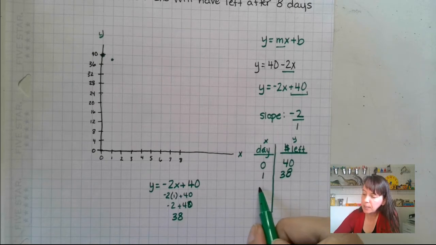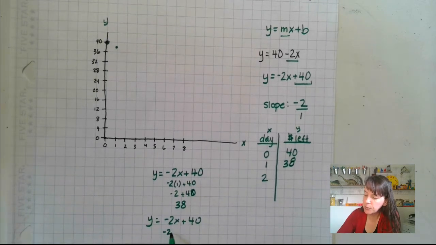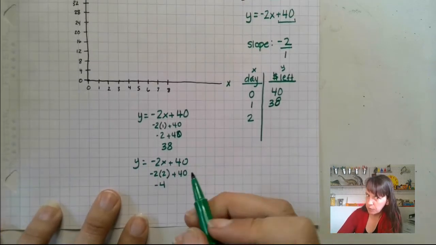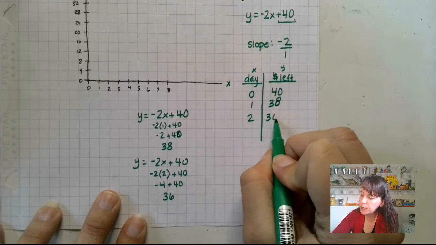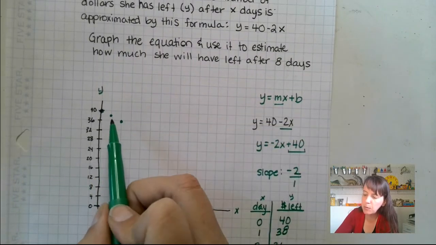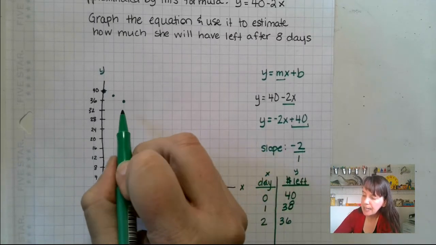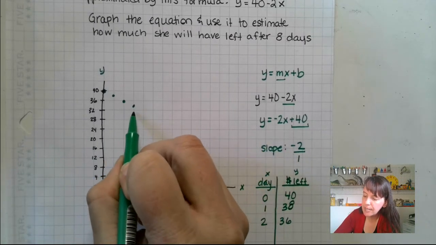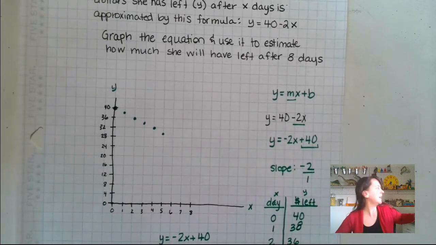Now, let's do the same thing for 2. Y equals negative 2x plus 40, but we're going to plug in a 2, so we get negative 2 times 2. And so we get negative 4, plus 40 gives us 36. All right, so at 2 days, it's 36. Let's go back over here. We go 2, we go up to 36, and again, you'll see we went down 2 over 1. So you can see that pattern is going to keep repeating. Down 2 over 1, down 2 over 1, down 2 over 1, and it keeps going on like that.